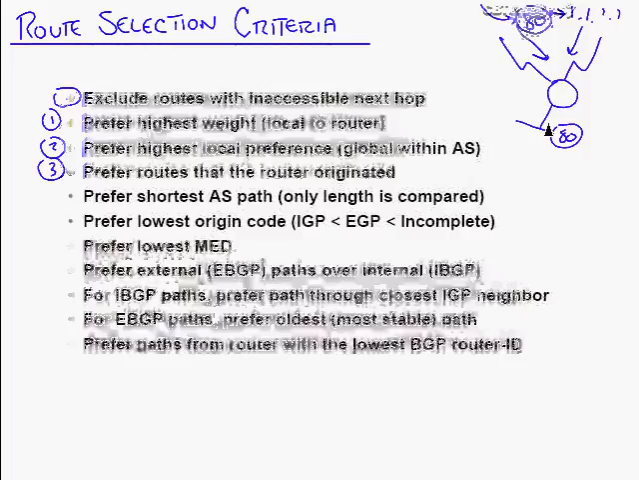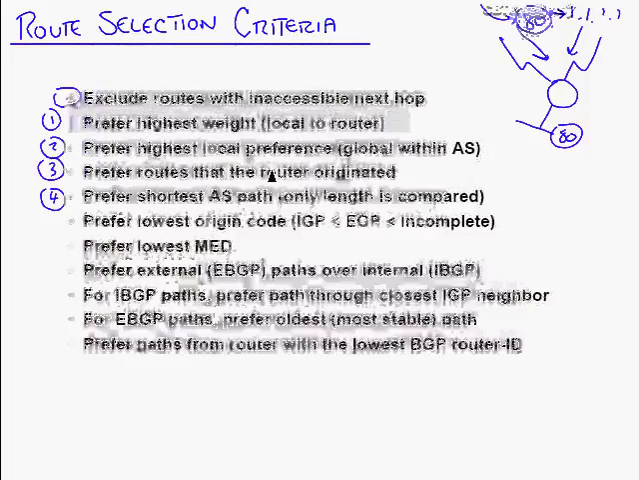The fourth one, and this is the one that most people fall back on, is the shortest AS path. Only the length is compared. If you don't modify anything, typically these first three will all be tied. You will have equal weights, equal local preference. They will not be originated by you, rather they'll be originated by some other person. So you will fall back and choose the one that has the shortest AS path.